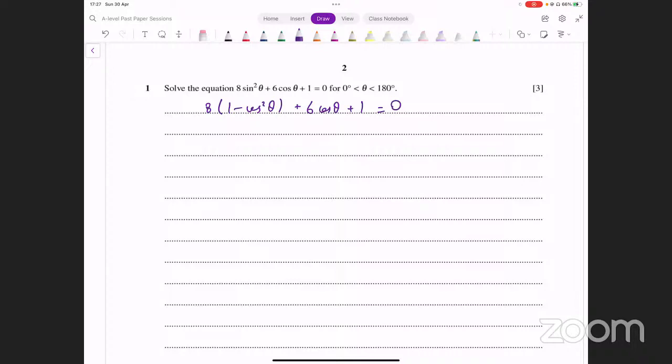Okay, now let's solve this. We have 8 minus 8 cos square theta plus 6 cos theta plus 1 equals 0. What do we get from this? Minus 8 cos square theta plus 6 cos theta plus 9 equals 0. If we multiply the whole equation by minus, what do we have? 8 cos square theta minus 6 cos theta minus 9 equals 0.